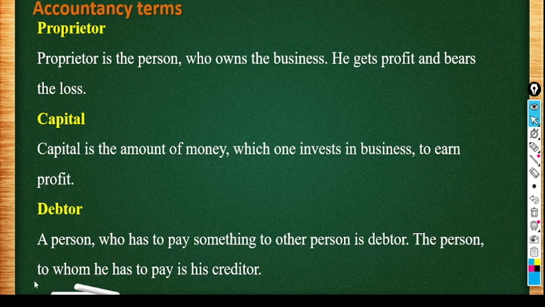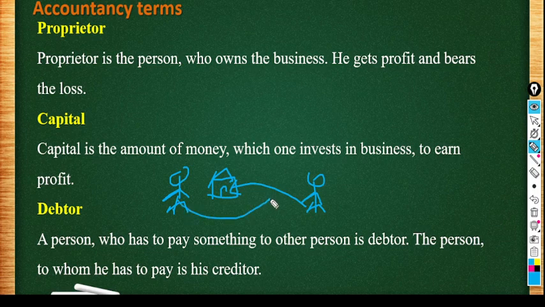The person to whom he has to pay is the creditor. So understand the very important logic here. Debtor means, for example, we are doing the business, and one person comes to our business and buys goods from us. We give the goods to that person, but he does not give cash. Now he becomes a debtor to this business.